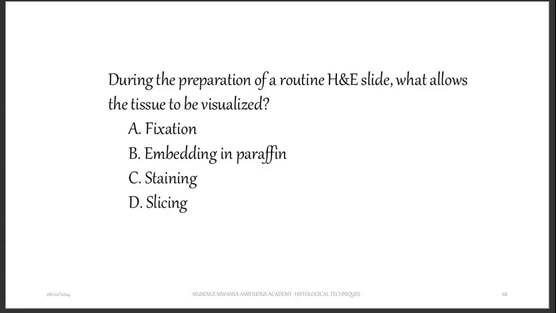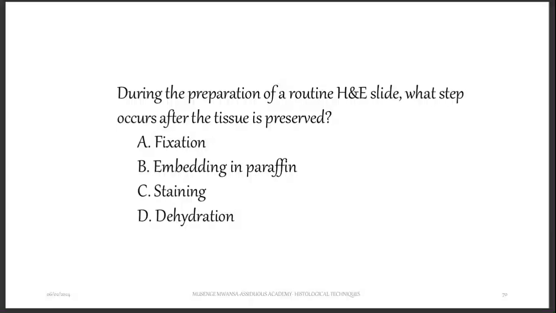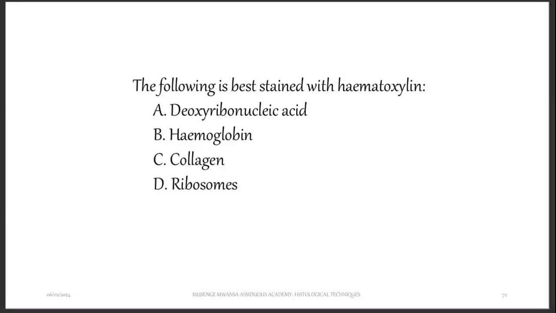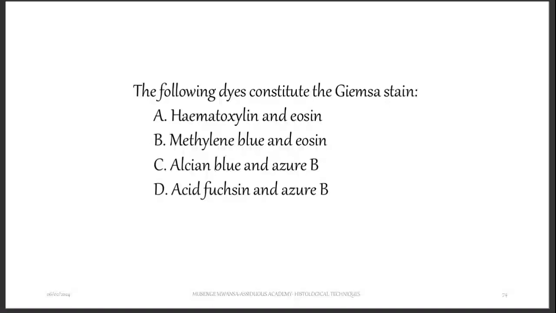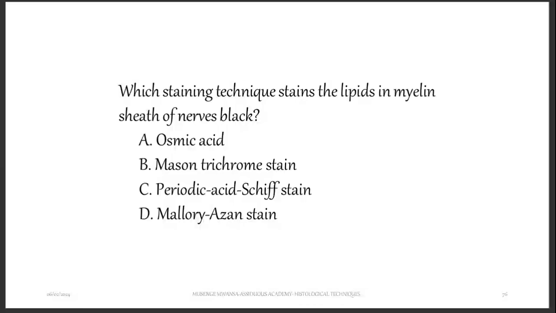During the preparation of a routine H&E slide, what allows the tissue to be visualized? Which of the following would be best suited to visualize reticular fibers? During the preparation of a routine H&E slide, what step occurs after the tissue is preserved? True or false? But this one is on the microscope, we'll look at that. The following is best stained with hematoxylin. All are basic dyes except the following. Which dyes constitute the Giemsa stain? You can check which one is the answer. Glycogen is best stained by... Which of the following techniques stains the lipid in the myelin sheath of nerves black?